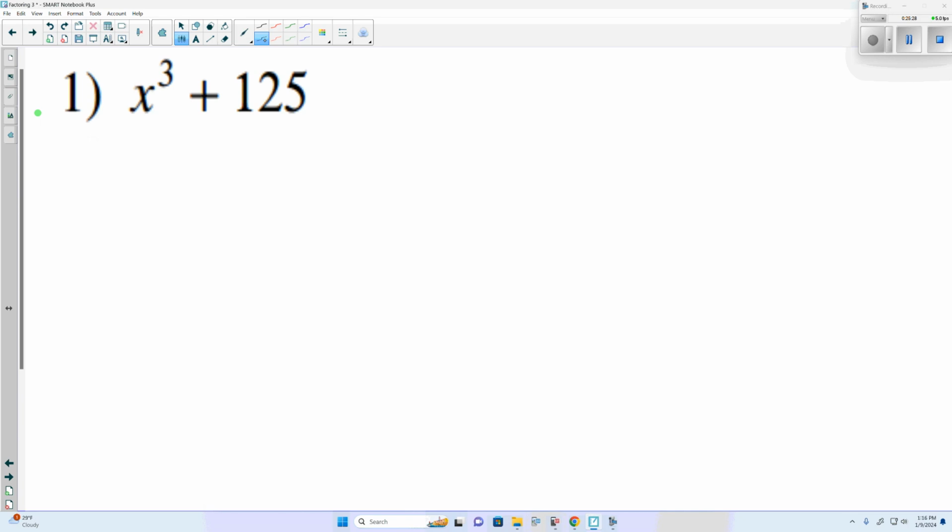Now, the first thing we're going to look at is if we're given two terms, addition or subtraction, and especially if we have an x to the third, is to see if this is a sum or difference of perfect cubes. And to do that, we're going to take the cubed root of both.